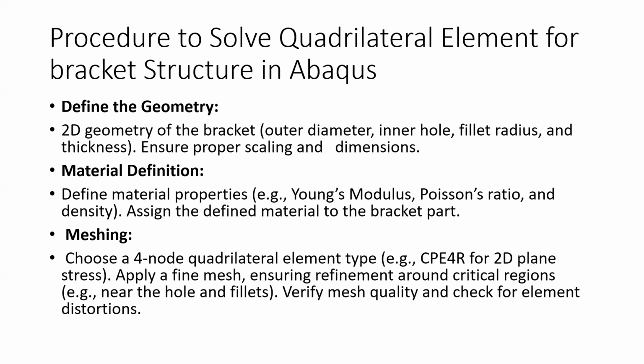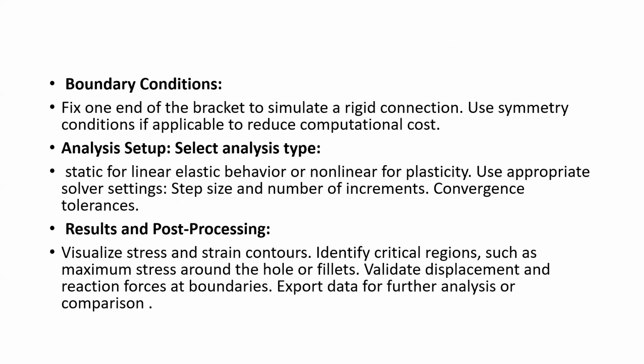Now, boundary conditions. While going for boundary conditions, fix one end of the bracket to simulate a rigid connection. Use symmetry conditions if applicable to reduce the computational cost. For analysis setup, select the analysis type as static. Go with static for linear elastic behavior or non-linear for plasticity. Use appropriate solver settings: step size, number of increments, and convergence tolerance.